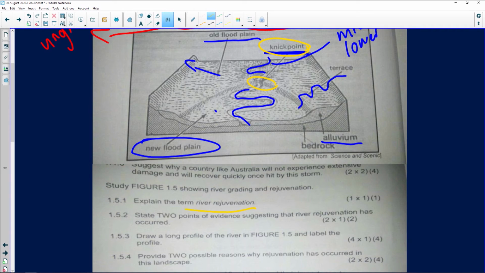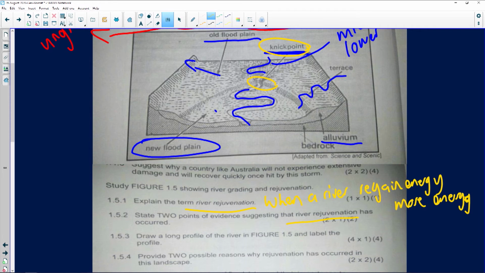And Ishmael, let's go and answer these questions for you. Explain the term river rejuvenation. I've just explained it to you. When a river regains energy or more energy. It's like that Red Bull ad. Red Bull gives you wings. All of a sudden you got more energy. Now, state 2 points of evidence suggesting that river rejuvenation has occurred.